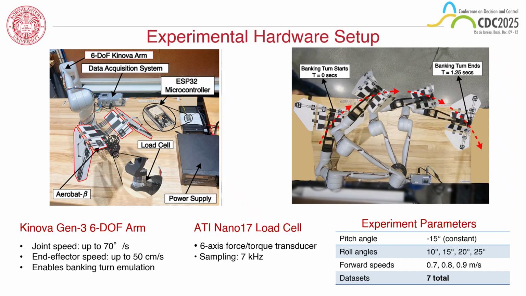For our experiments, we maintained a constant pitch angle of negative 15 degrees. We varied the roll angle across 10, 15, 20, and 25 degrees and tested forward speeds of 0.7, 0.8, and 0.9 meters per second. In total, we collected seven data sets under these varied conditions.